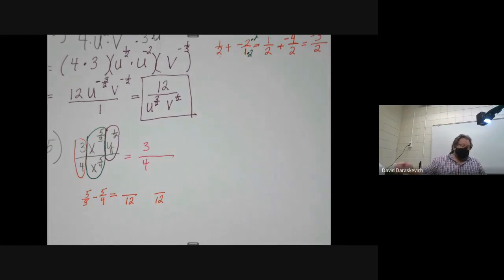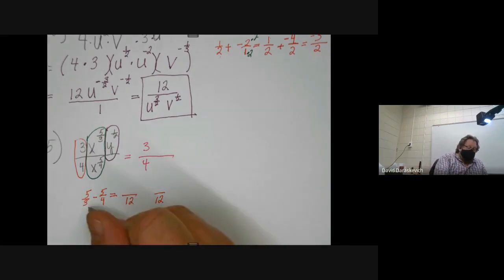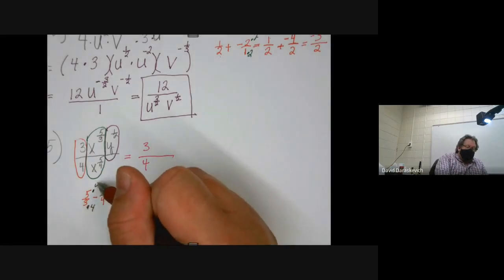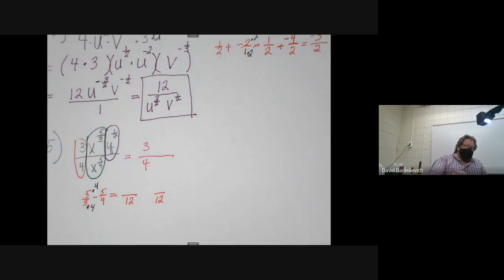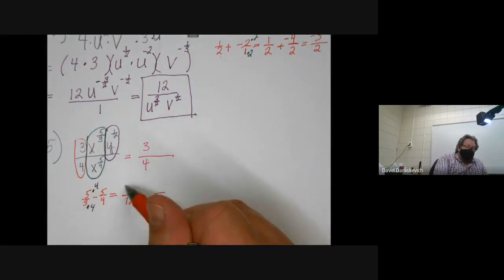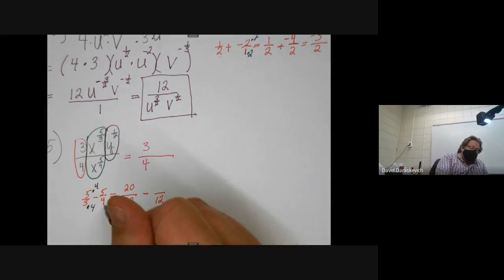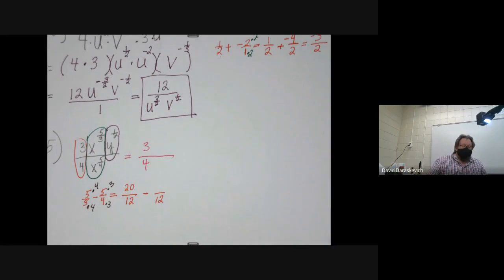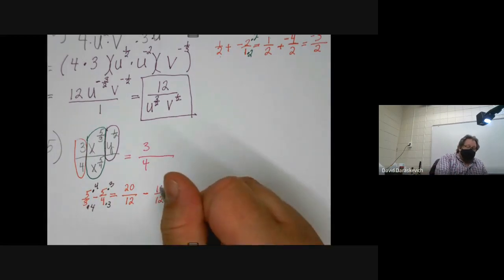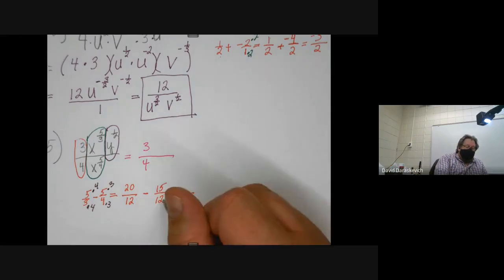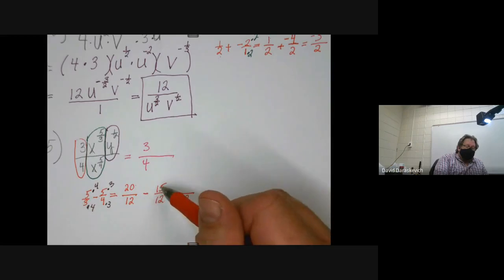So to get from 3 to 12, I multiplied by 4, which means I have to multiply the 5 by 4. So 5 times 4 is 20. I'm subtracting. Now, the 5/4, I multiplied the 4 by 3, so I have to multiply the 5 by 3. I get 15. Now I can combine, because I have the common denominator. 20 minus 15 is 5.